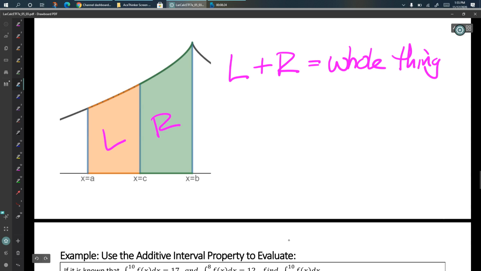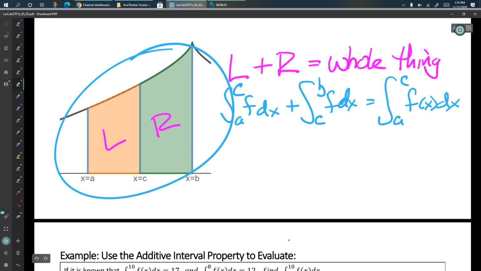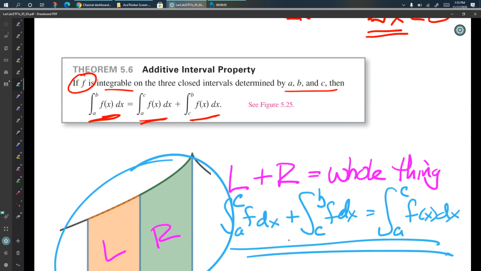Or that the integral from a to c of some function f dx plus the integral from c to b, the right one, of some function f dx is just the integral from a to b of f of x dx, the whole thing. Now I want you to be careful about something though. While this picture and this language over here forces c to be in between a and b, there's nothing about the definition that requires that.